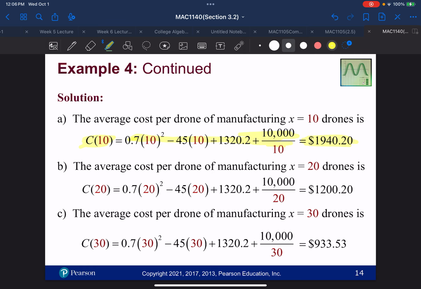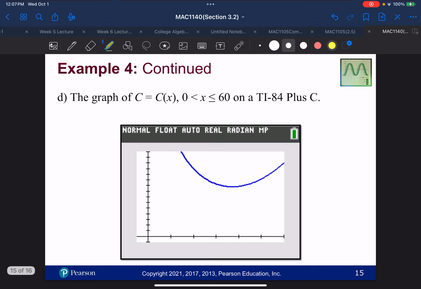Then B was to find the average cost of manufacturing 20 drones. So they plug 20 in for all the x's, and this is their final answer, 1,220 cents. And so forth. I'm not going to go through all of those. You can compare. D was wanting us to graph the cost function for values of x that are between 0 and 60.